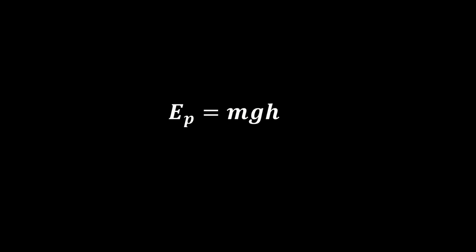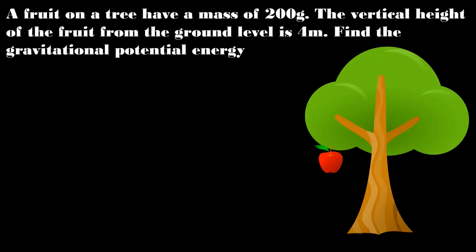Let's go for an example. A fruit on a tree has a mass of 200 grams. The vertical height of the fruit from the ground is 4 meters. Find the gravitational potential energy.